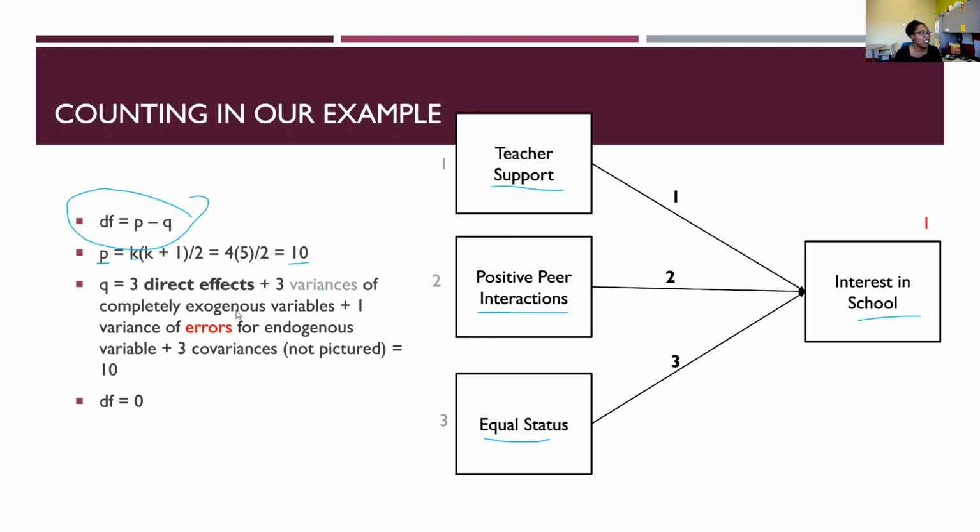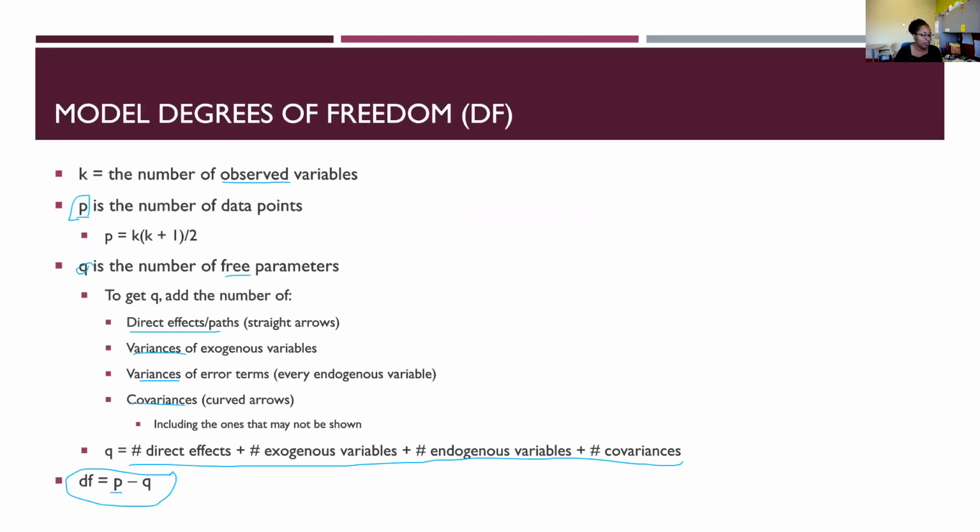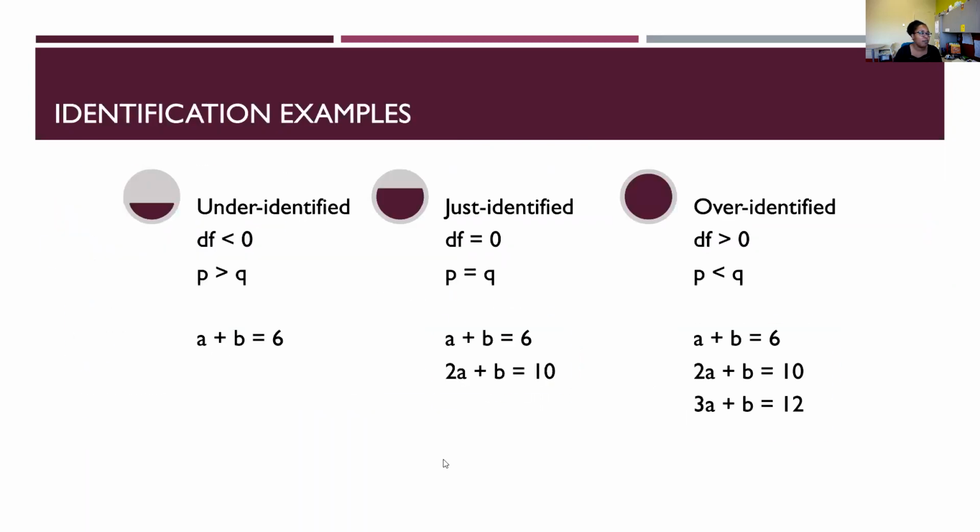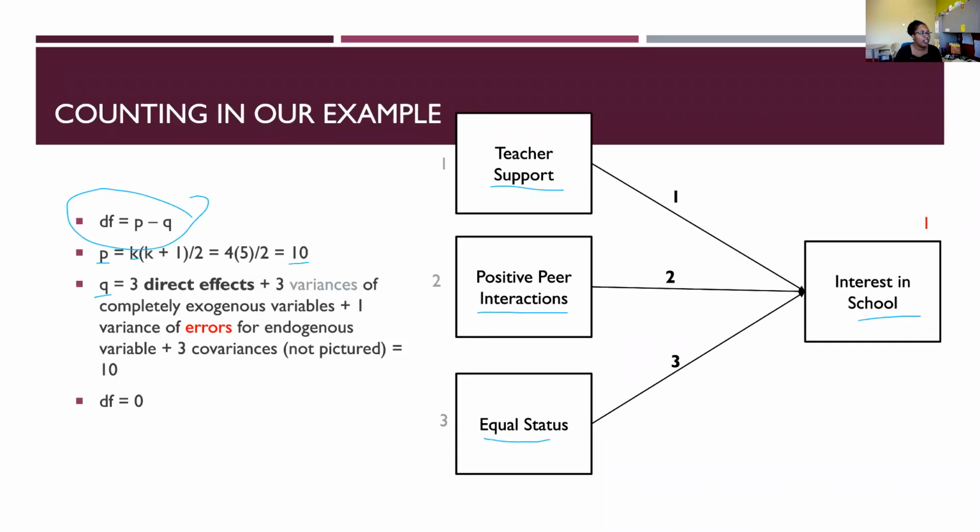The next thing we need to count is our parameters. So we go all the way back to our parameter equation here. It's the number of direct effects plus the number of exogenous variables plus the number of endogenous variables plus the number of covariances. And this is where your diagram assumptions are going to come into play. First, number of direct effects. These are going to be your regression slopes, so those should be pretty easy to remember.